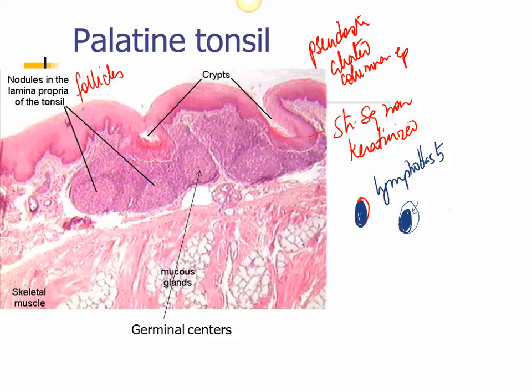Okay? So germinal center is usually seen in the center of a follicle. It signifies the presence of infection, because if there's an infection, then the lymphoblasts will begin to form more lymphocytes to combat the infection. So in order for that to happen, they'll begin to multiply. So whenever you see a germinal center, that means infection is present.